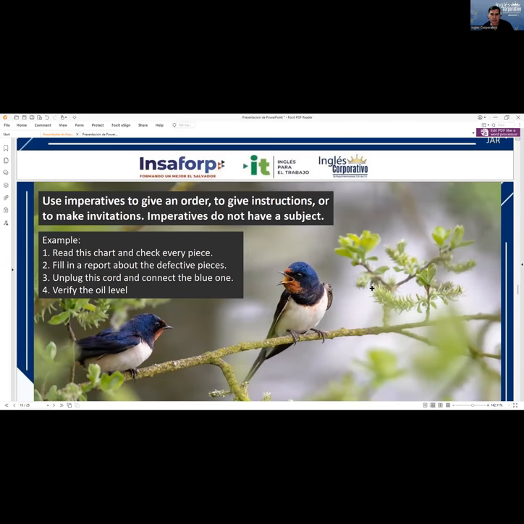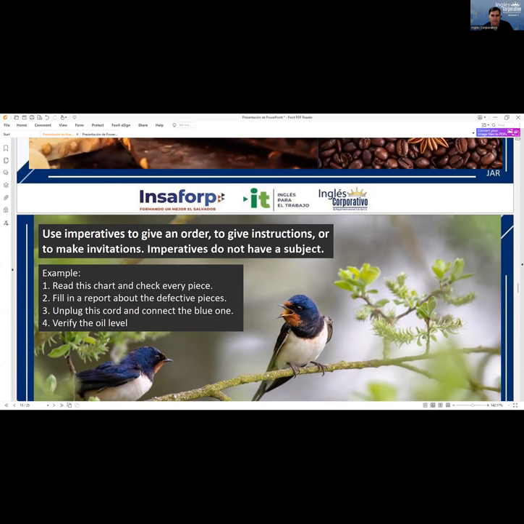The bird is telling the other bird, use imperatives to give an order, to give instructions, to make invitations. Imperatives do not have a subject. Read this chart and check every piece. Fill in a report about the defective pieces. Unplug this cord and connect the blue one. Verify the oil level.